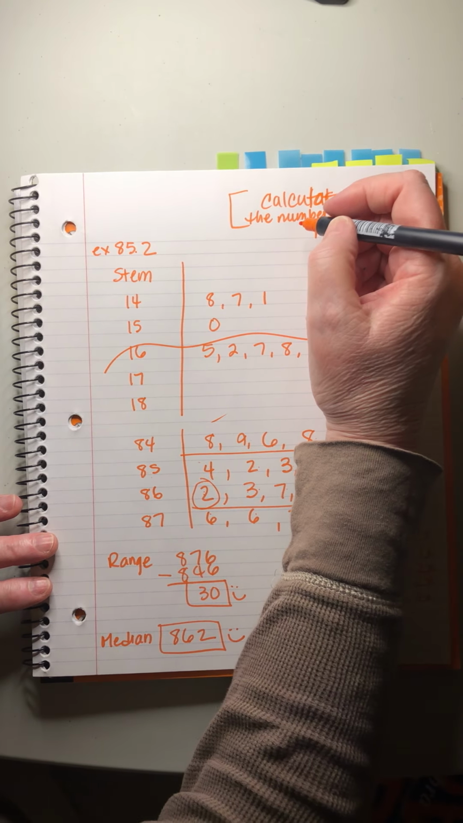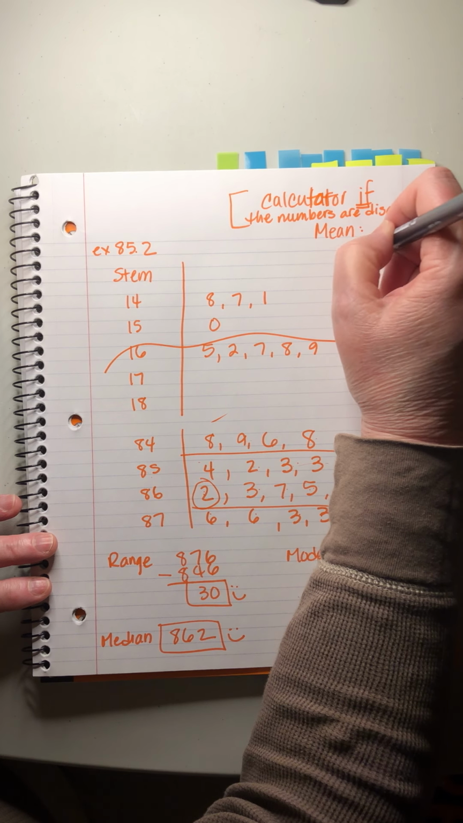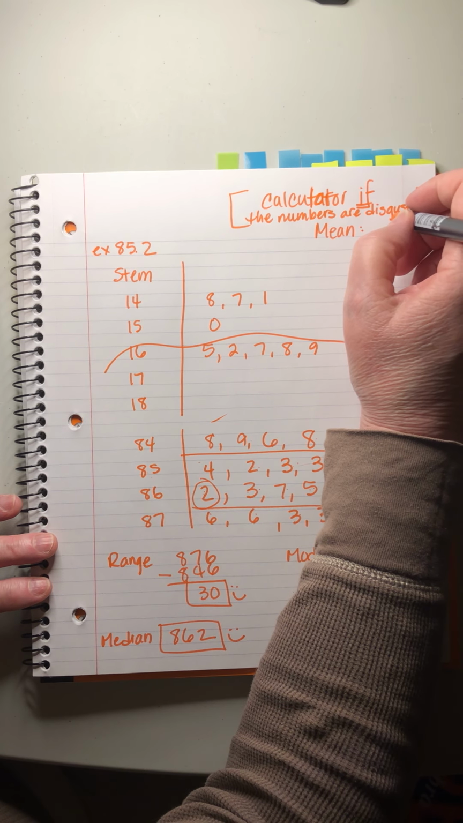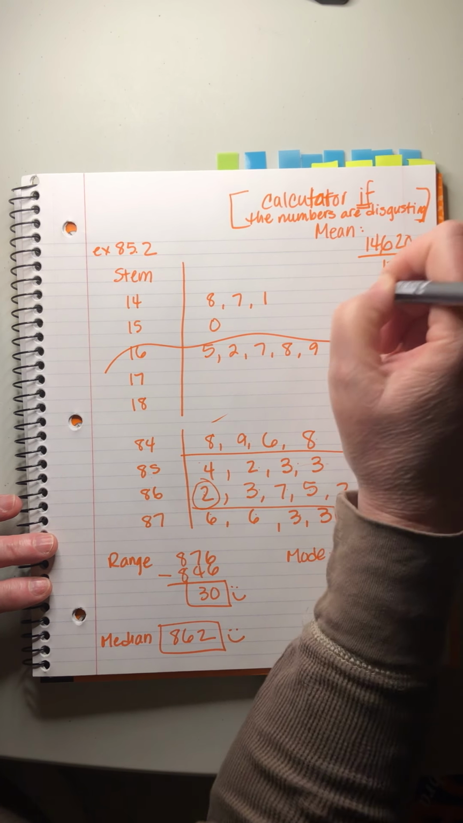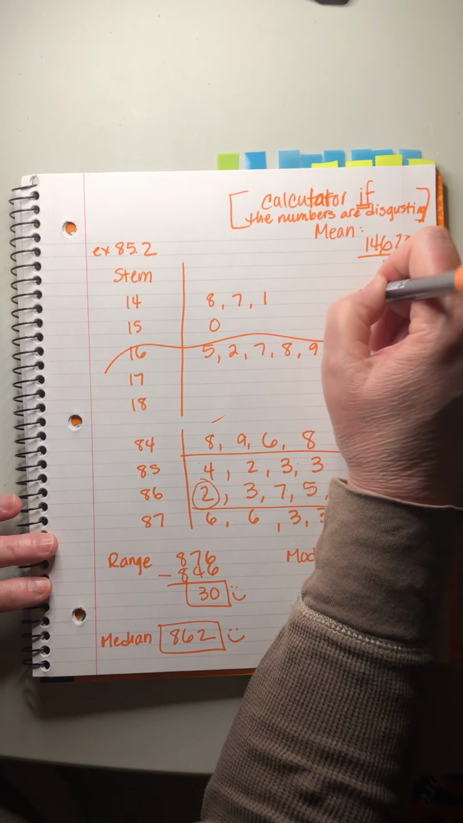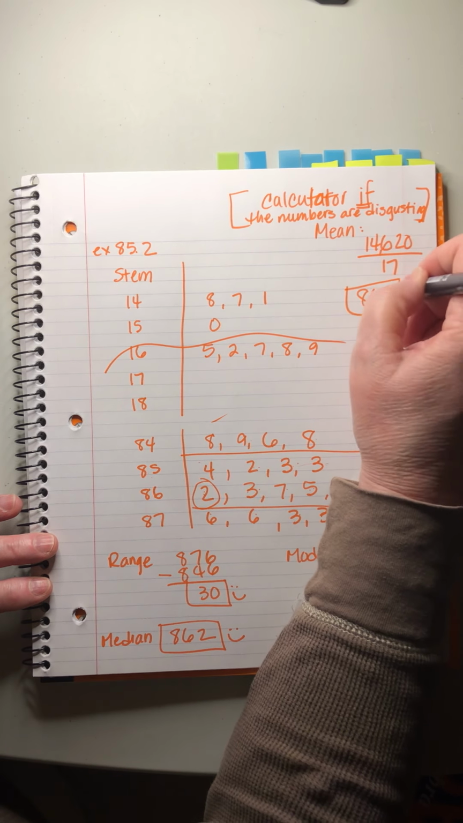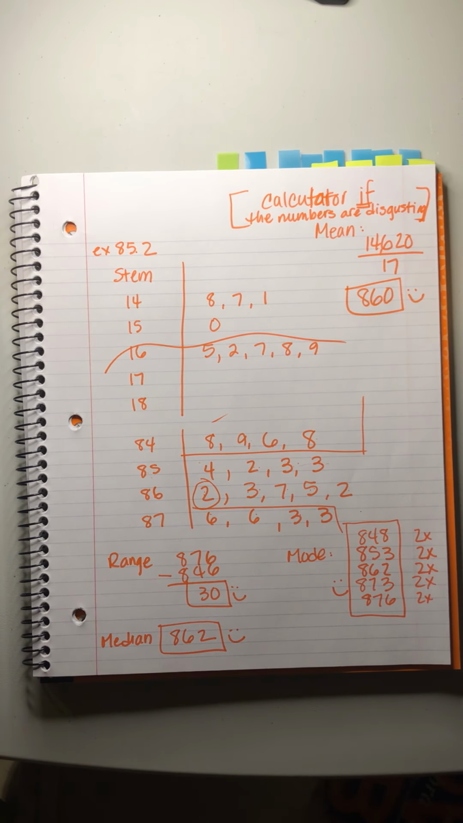In this example, it would add up to 14,620. So 14,620 divided by 17, and that is 860, which would be the mean. That's disgusting.